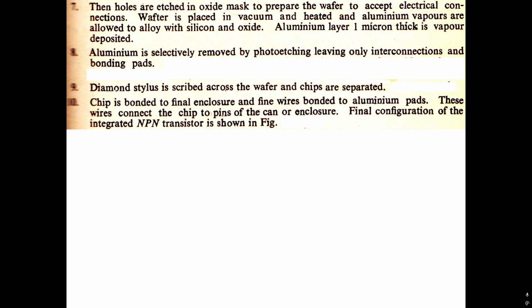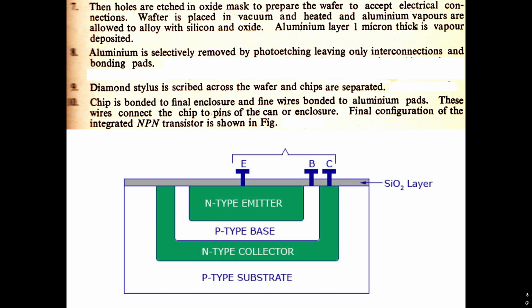Diamond stylus is scribed across the wafer and chips are separated. Chip is bonded to final enclosure and fine wires bonded to aluminum pads. These wires connect the chip to pins of the can or enclosure. Final configuration of the integrated NPN transistor is shown in figure.